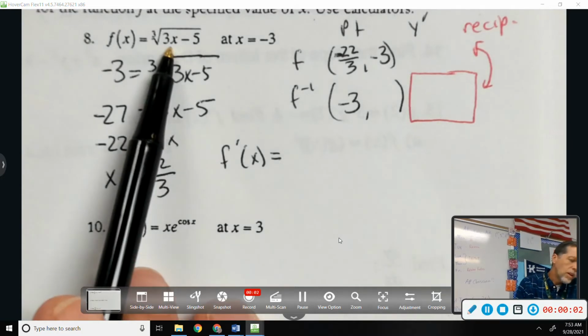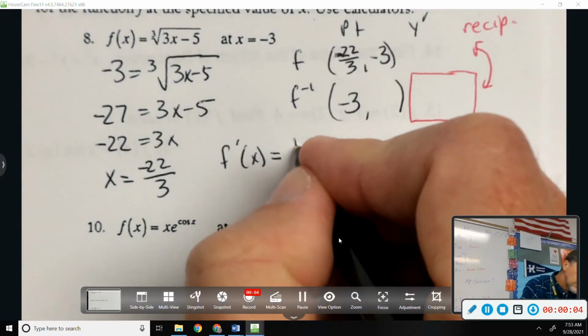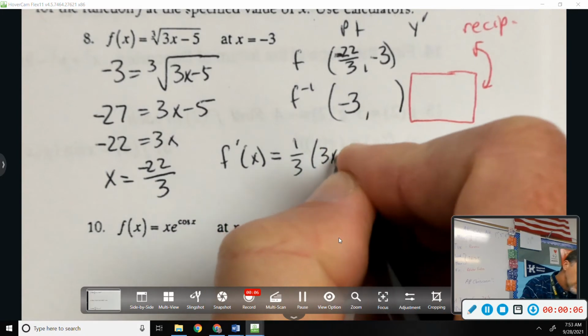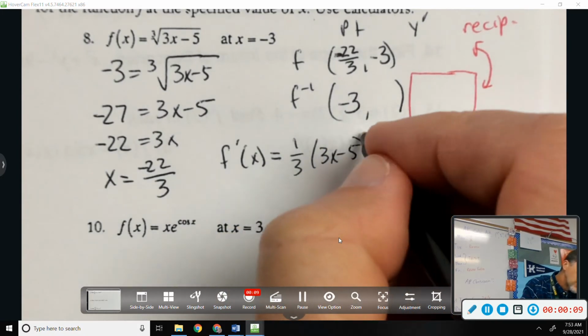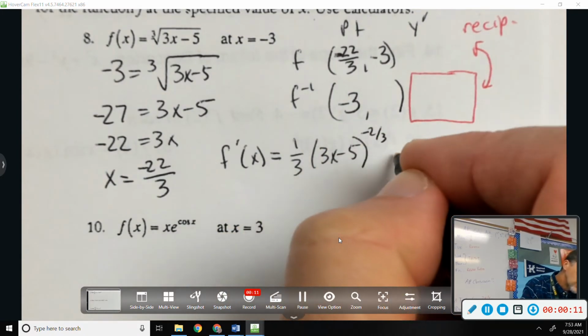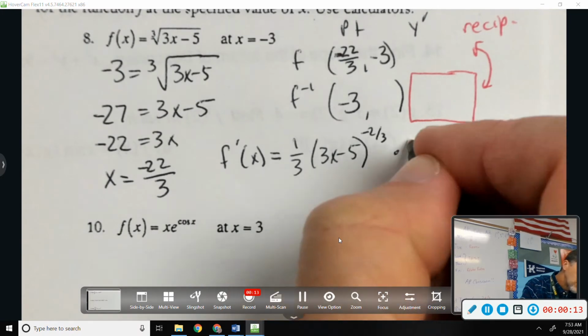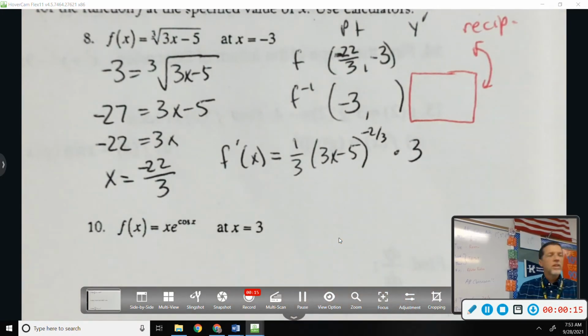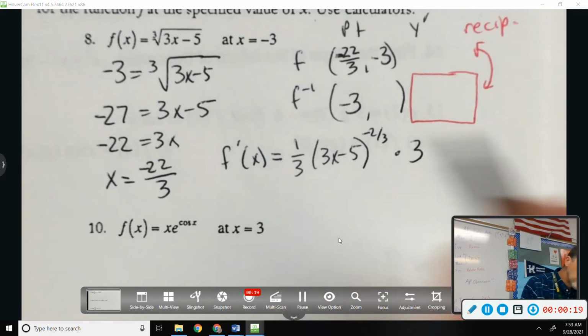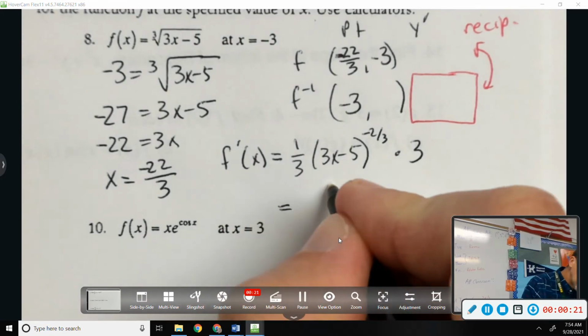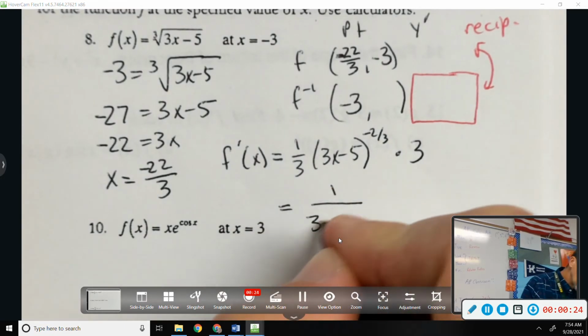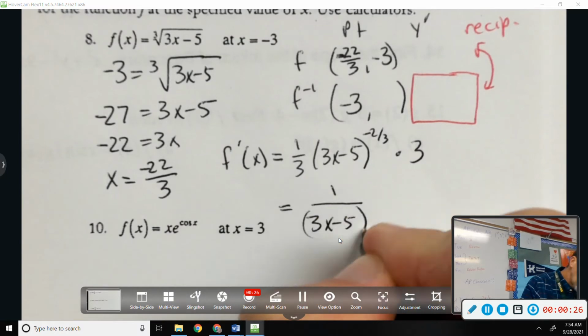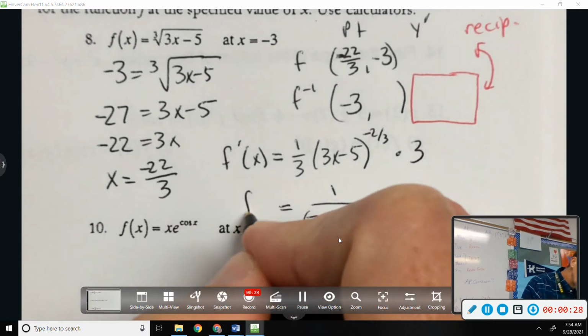Cube root is the same thing as a power of 1/3, so this is going to be 1/3 times (3x minus 5) to the negative 2/3, times 3 for the chain rule. Well, I guess the 3 and the 1/3 cancel each other out. That's a little bit nice. So 1 over (3x minus 5) to the 2/3.